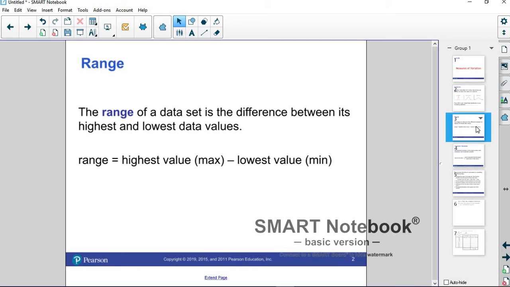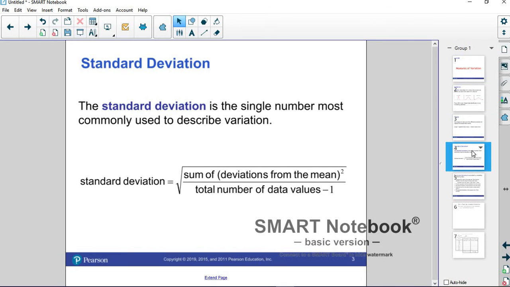Okay, so the range is easy to calculate, but it doesn't necessarily tell us a lot of information. The standard deviation, however, is the single most commonly used number. It is the one that's used most often to describe variation. So there's a formula for standard deviation, but I don't want you to memorize the formula, all right? I want to show you step by step how to calculate it.